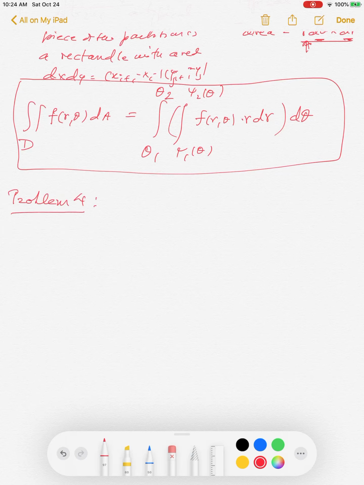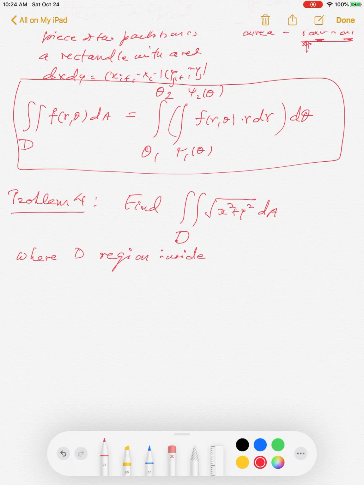So let's do one problem based on this. Find the double integral over D of root x square plus y square. Sometimes the function is not given in terms of r and theta, but by looking at the curve you see that it is to your advantage to use polar coordinates, where D is the region inside the cardioid.